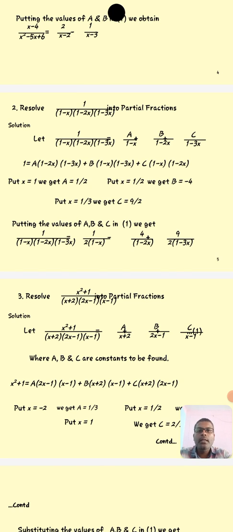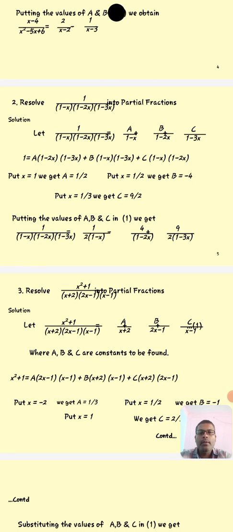1 is equal to A into (1 minus 2x) into (1 minus 3x) plus B into (1 minus x) into (1 minus 3x) plus C into (1 minus x) into (1 minus 2x). How can we get this one? By doing the LCM procedure, the denominator will be cancelled, then after that we get this one.